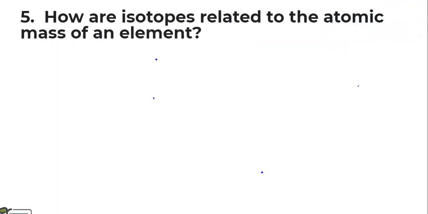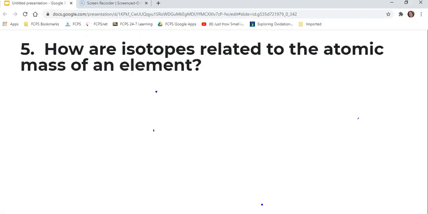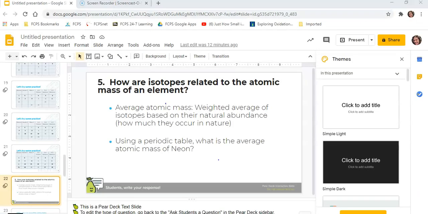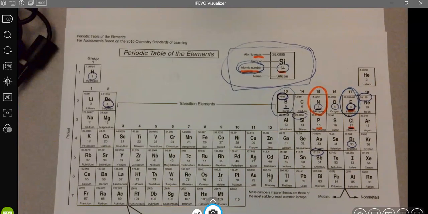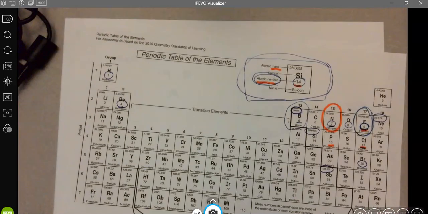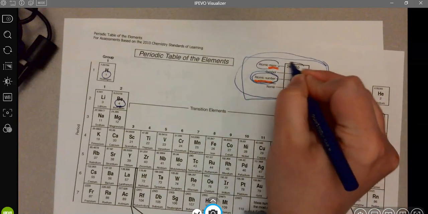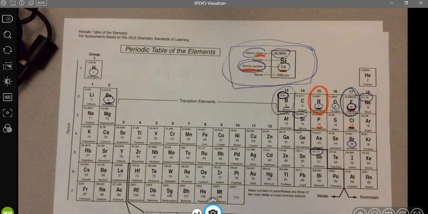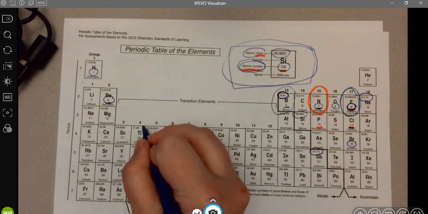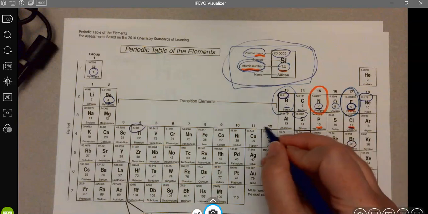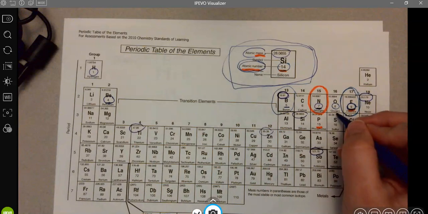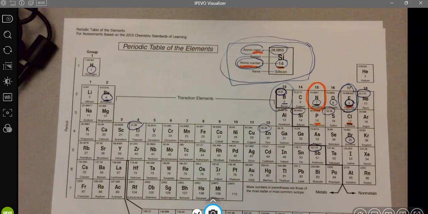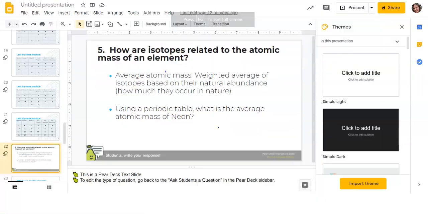Okay, so let's talk about how isotopes are related to the average atomic mass of an element. Now, if you were to look at the periodic table, you might notice that the mass is in the upper left-hand corner. Now, we've been talking about mass numbers as whole numbers, but if you look here, almost nothing is a whole number. So titanium, 47.88, zinc, 65.69, sulfur, 32.06. I mean, obviously I could keep going. I won't. But we're not seeing a whole lot of whole numbers here.